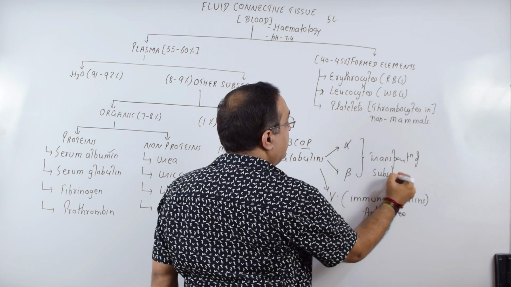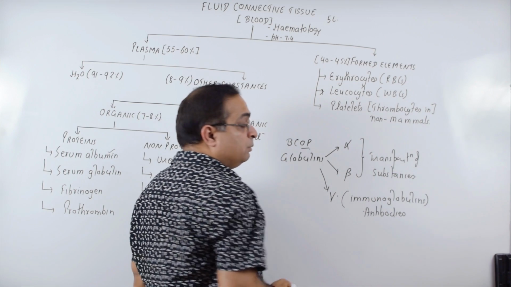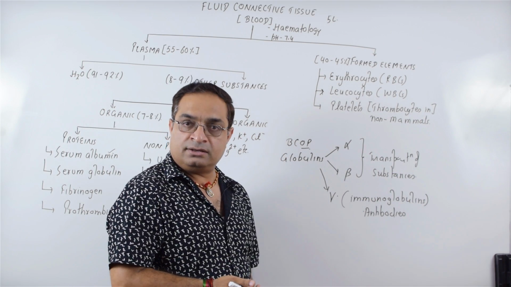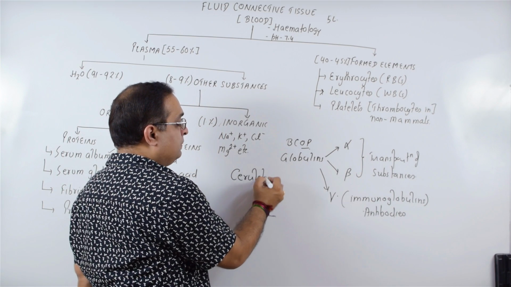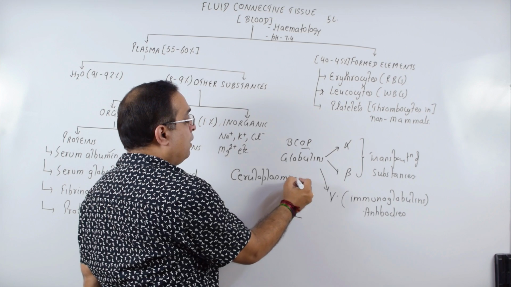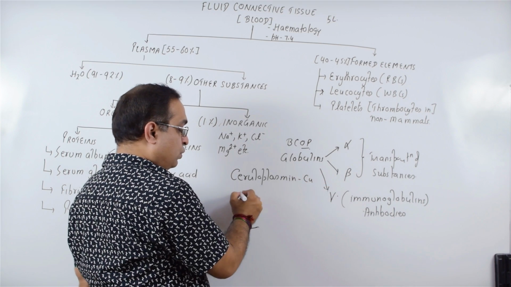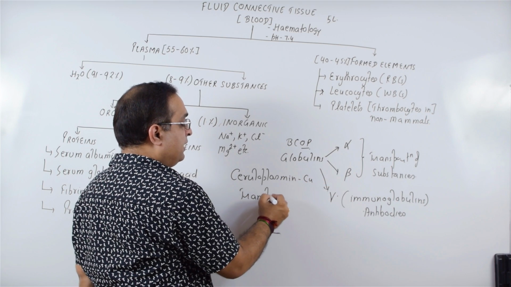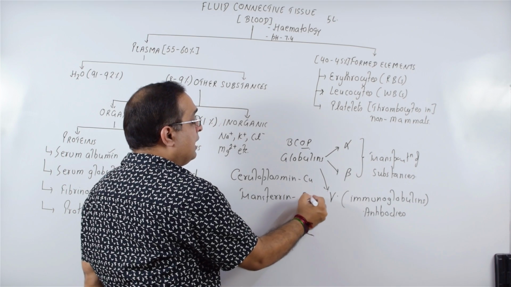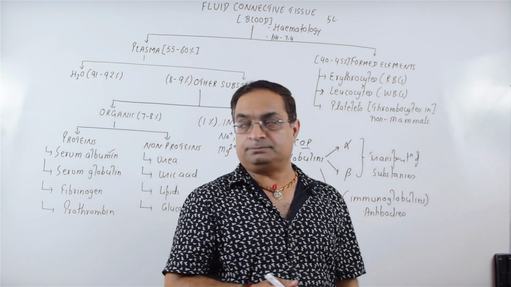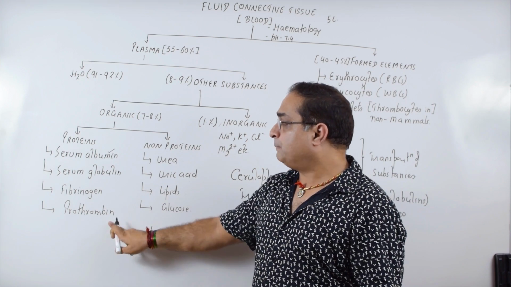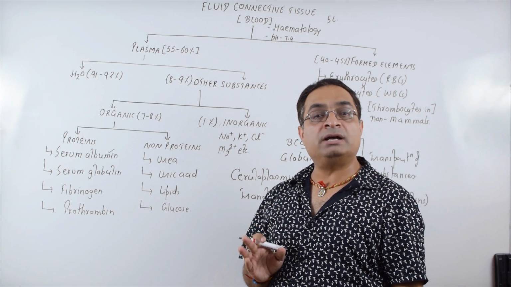There is transferrin protein in the blood, which is involved in the transportation of iron. There is ceruloplasmin protein, which is involved in the transportation of copper. So ceruloplasmin is for copper, transferrin is for iron, hemoglobin you all are aware of, that is for the transportation of oxygen. Fibrinogen and prothrombin are involved in blood clotting.